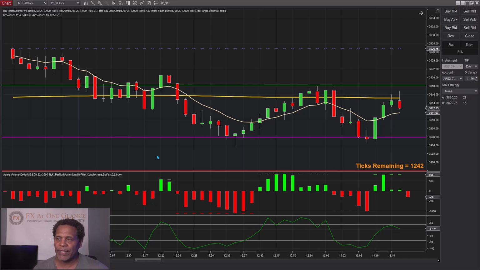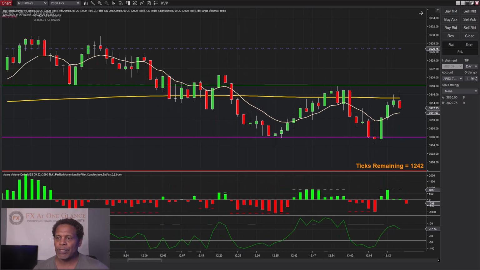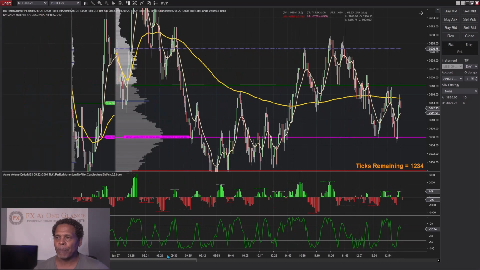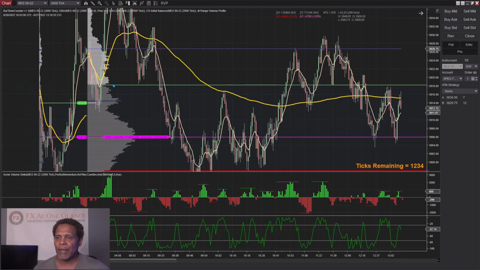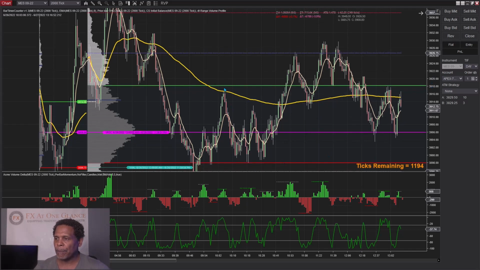First of all, this green level, I'm using my volume profile here, and this is the HVA, the high volume area. And then the next level you're going to see on the chart is this pink level, kind of magenta. This is the POC, the point of control. This is the most traded area. And this area is the value area, with the value area high and the value area low.